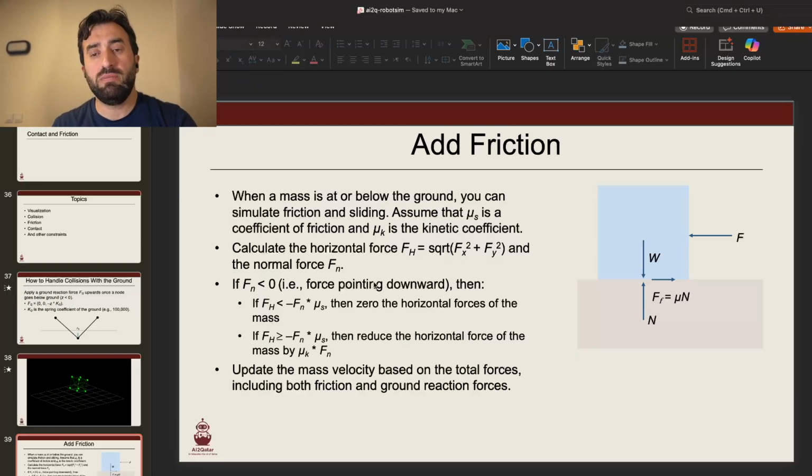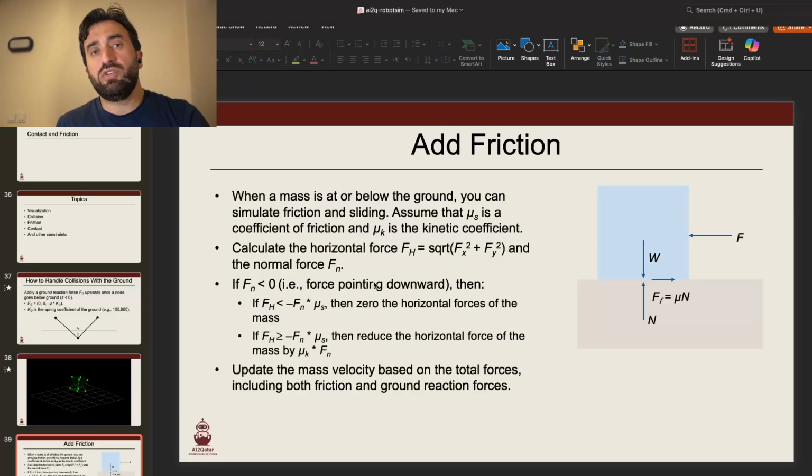In the first condition, if F sub h, the horizontal force in the opposite direction of the movement, is less than minus F sub n times mu sub s, which means before it starts moving, then the horizontal force of the mass is zero. But if F sub h is greater than or equal to F sub n times the coefficient of static friction, then reduce the horizontal force of the mass by the kinetic friction coefficient times the force. Does it make sense?